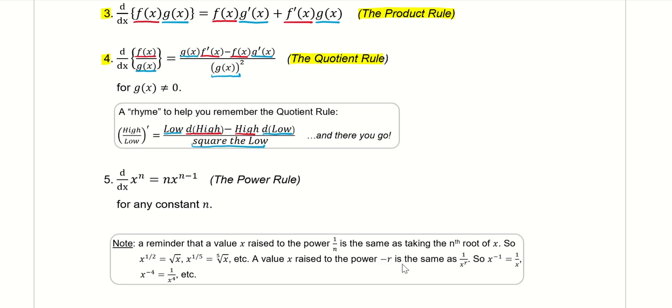Now, the fifth one here is also very important because a lot of the times, as we'll see, our functions are going to involve something with a power. So x raised to some constant n. We can use the power rule. The power rule tells us if we are taking the derivative of x to the n, specifically where n is a constant, we take the constant or the exponent out front, and then we subtract 1 from the remaining exponent. So it's n times x to the n minus 1. That's the power rule.